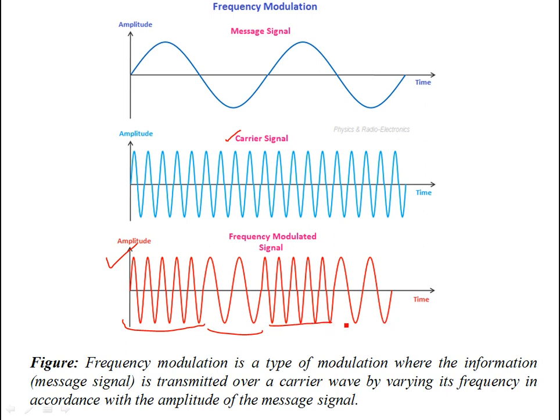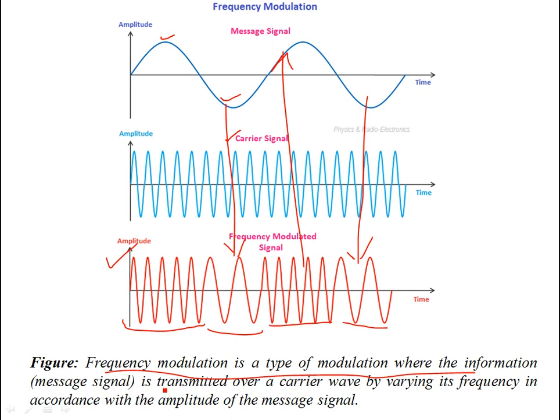Then again you have low frequency. While you have high frequency, the amplitude is high over here. Then it's low, so you have this trend. Again the amplitude is high. When the amplitude is high, the frequency is high; when the amplitude of the audio signal, or the message signal, is low, the frequency is low. So that's the trend.